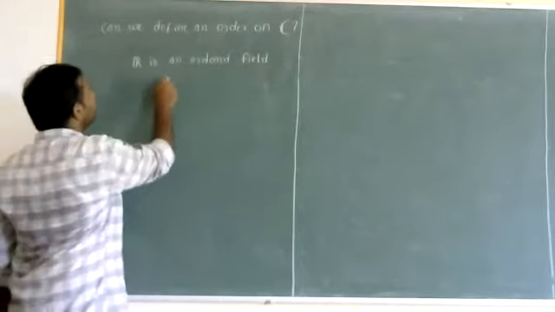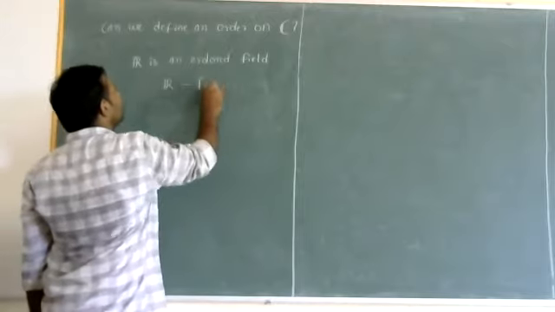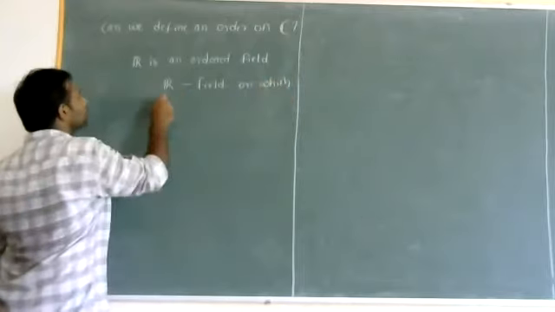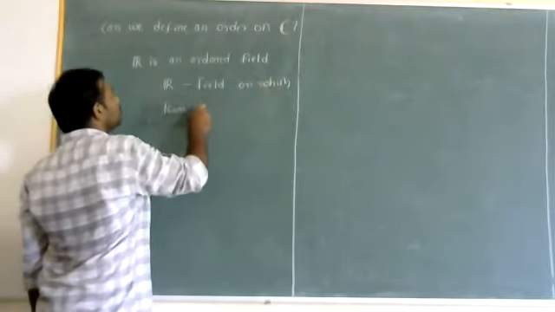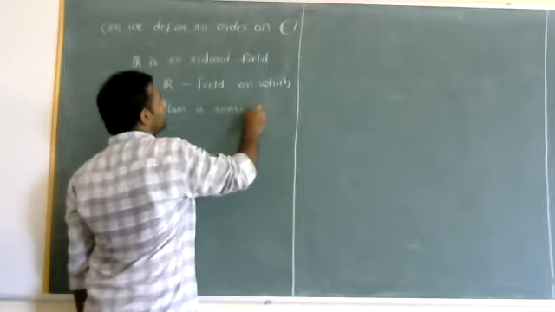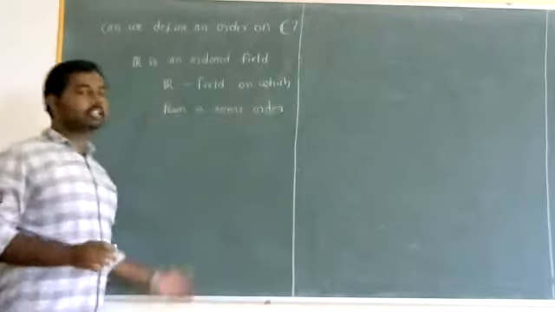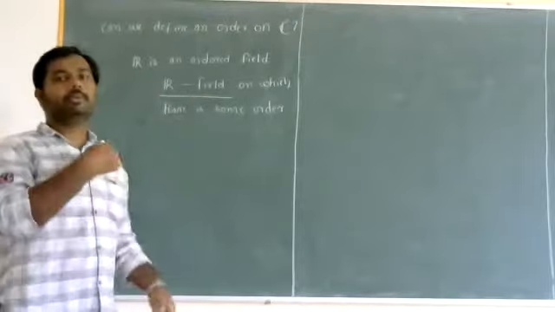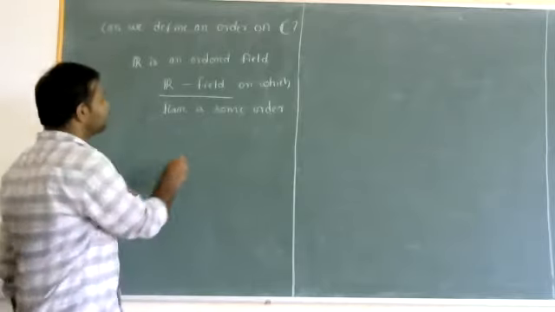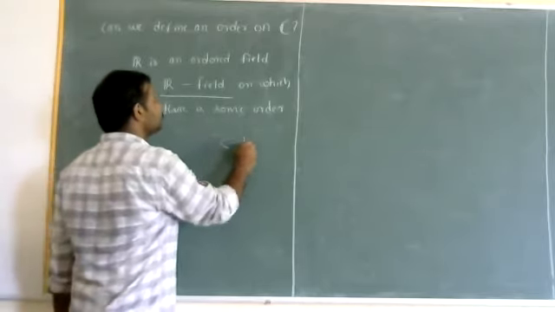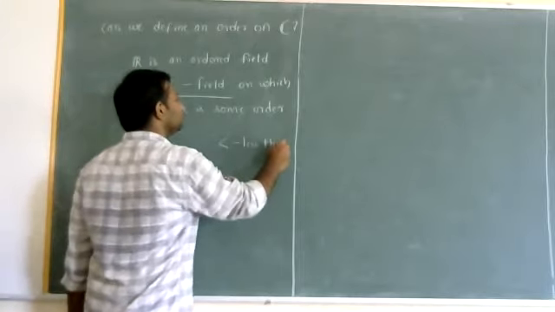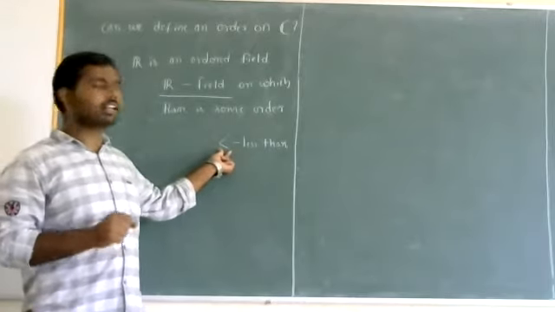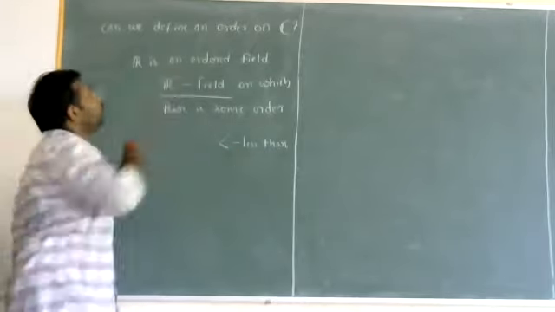That is, R is a field on which there is some order. Usually we know that R is a field. On that field we can impose some order, for example, less than. So the usual less than relation will be an order on R.